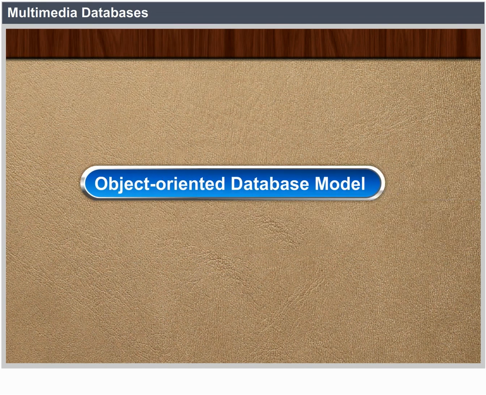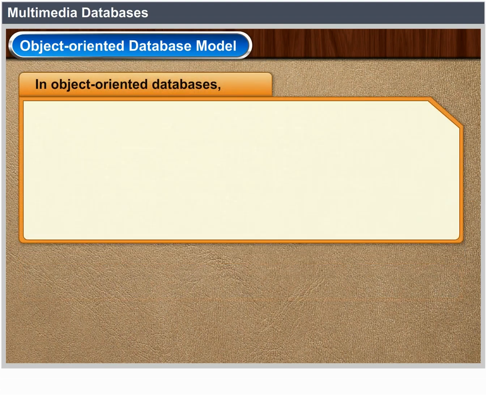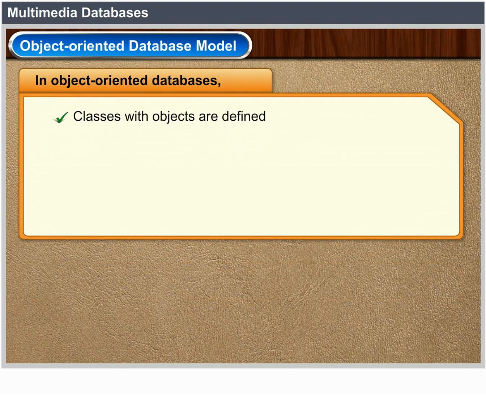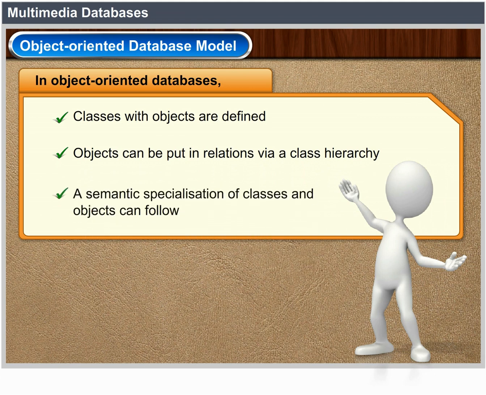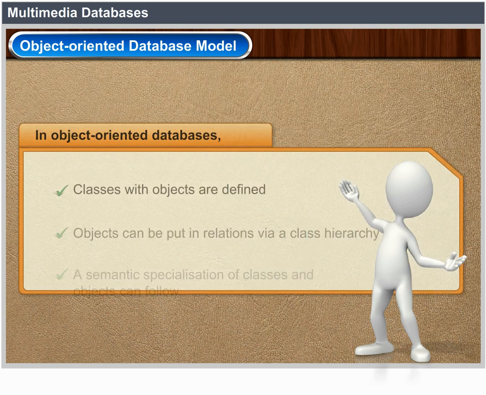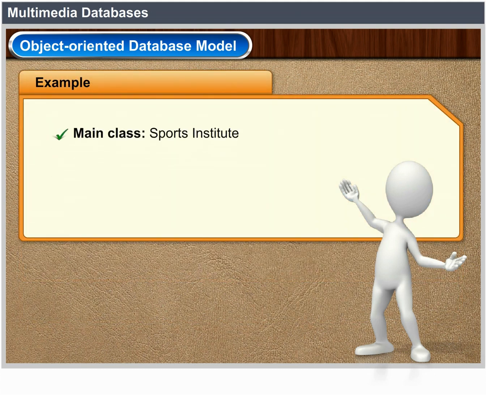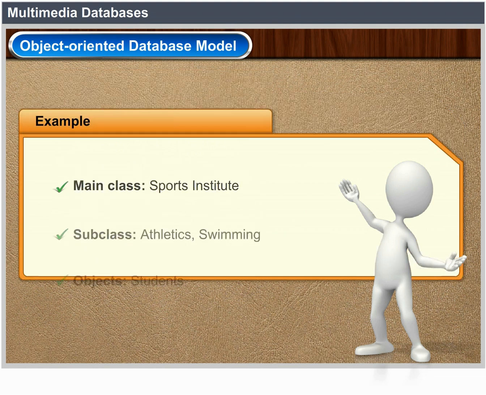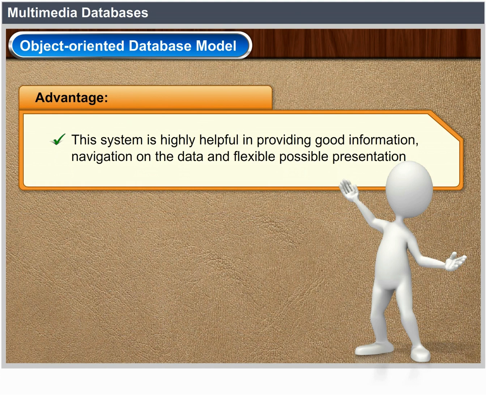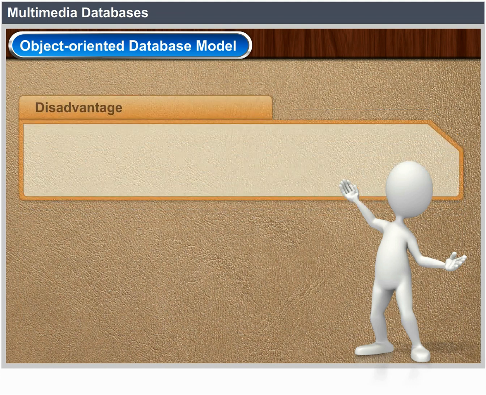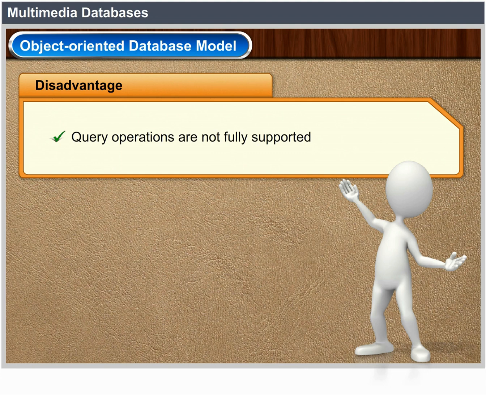Object-oriented database model. In object-oriented databases, classes with objects are defined. Objects can be put in relations via a class hierarchy. A semantic specialization of classes and objects can follow. For example, main class Sports Institute, subclass Athletics, Swimming, objects Students. Advantage: these systems offer good information navigation and flexible presentation possibility. Disadvantage: query operations are incompletely supported.